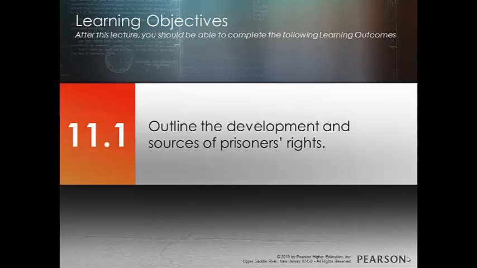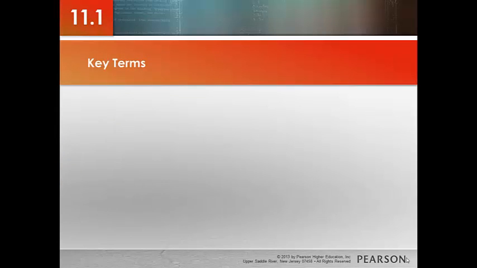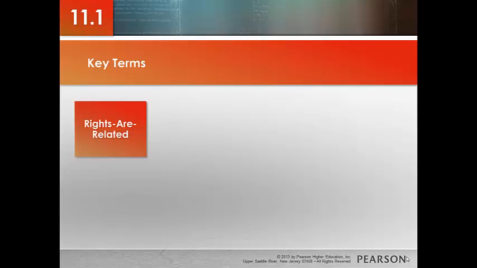Let's take a look at some of the key terms listed in this chapter. Rights are retained. This is one of the 2 extreme positions on prisoners' rights. It argues that prisoners keep all the rights of an ordinary citizen except those that are expressly or by necessity taken away from them by law. Rights are lost. This is the second extreme position. It argues that prisoners are wholly without rights except those expressly conferred by law or necessity.